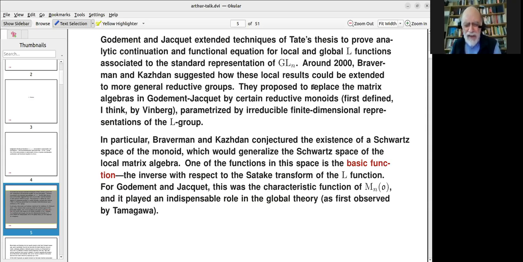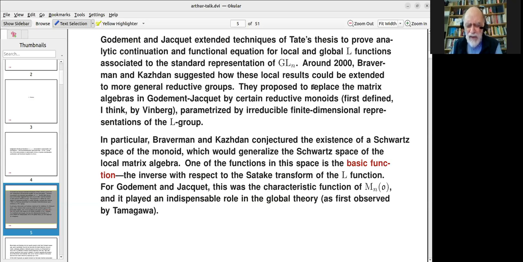Then Braverman and Kazhdan conjectured the existence of a Schwartz space on a monoid, an algebraic monoid, first invented, I think, by Vinberg. And this would generalize the Schwartz space of the local matrix algebra. And one of the functions in this space is what they called a basic function, the inverse with respect to a Satake transform of the L function that you're interested in.